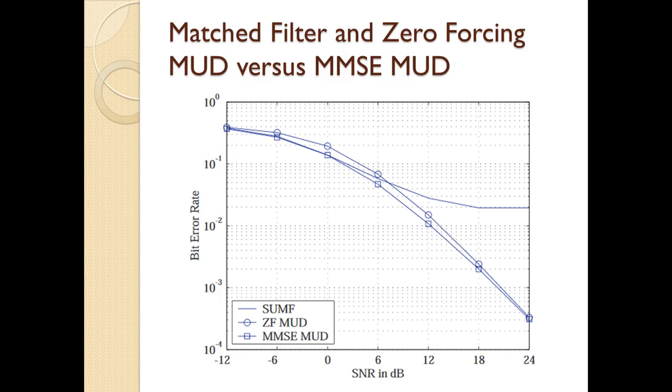The MMSE MUD simulation outperformed both the baseline matched filter and the zero-forcing MUD by producing a lower BER across the signal-to-noise ratio range. It was observed that the MMSE MUD's performance increase was due to the fact that it accounts for additive white Gaussian noise, unlike the zero-forcing MUD.